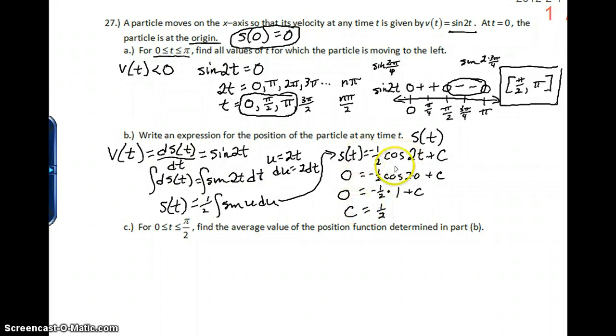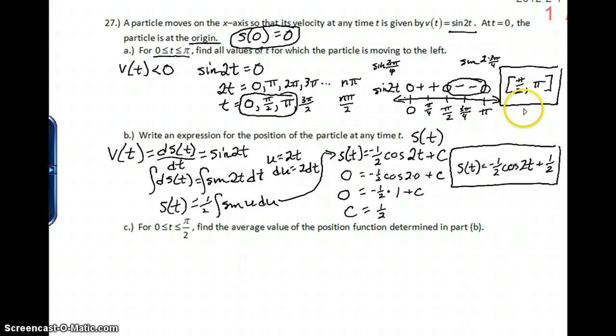So now go back to your s of t equation, and you get s of t equals negative 1/2 cosine of 2t plus c, which is 1/2. And so that would be the position function for the particle at any time t.